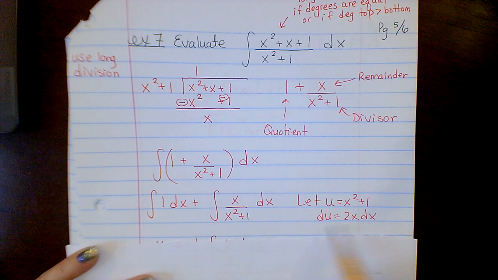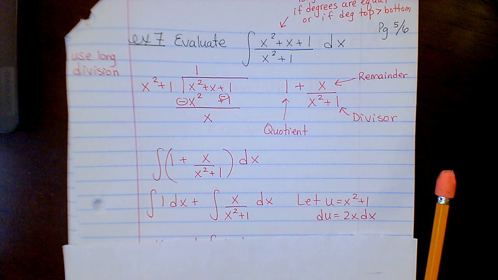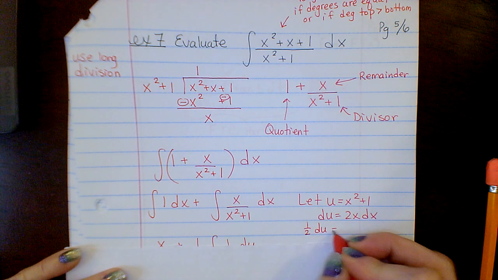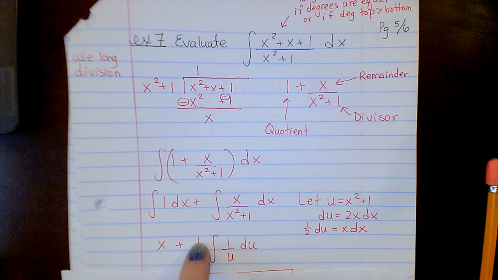So how you handle that is kind of up to you, and usually depends on who you had for Calc 1, kind of how you were taught this. But I personally look at this as just dividing both sides by 2. So I look at that as then 1/2 du is x dx. So I replace this x dx with 1/2 du.